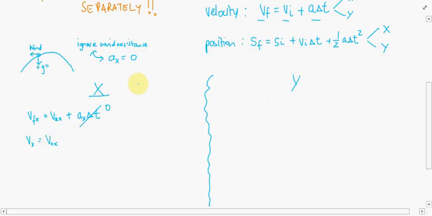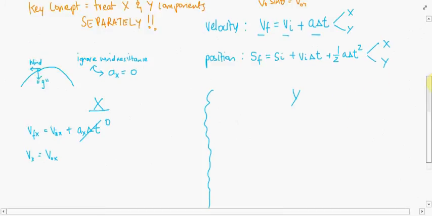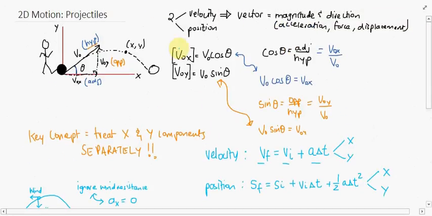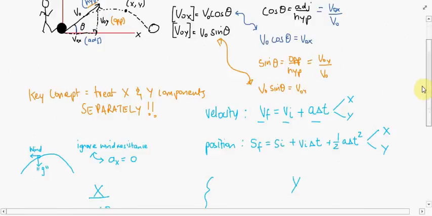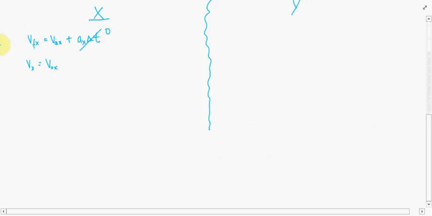But remember, the initial velocity in the x direction, we said, is defined as v sub naught cosine theta. So this just becomes v sub naught times the cosine of that angle. Okay, and it's unchanged. It means the velocity at the end is going to be equal to whatever the horizontal velocity was in the beginning. Alright, let's do the same thing for position.